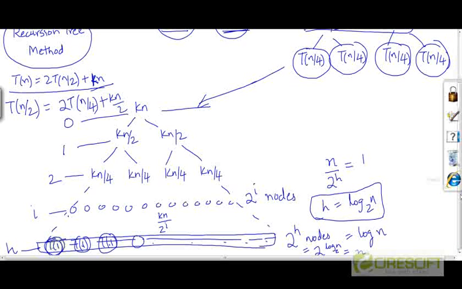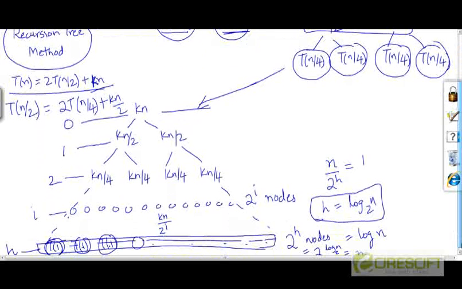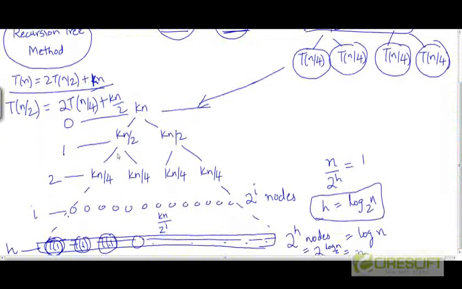So in order to calculate the value of T of n, we simply have to sum the values of every node in this recursion tree. And we can compute the sum of these costs level by level. Each of these values is basically a cost. And the overall value of T of n is simply the sum of these costs.